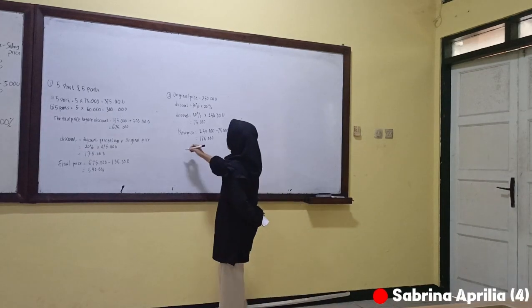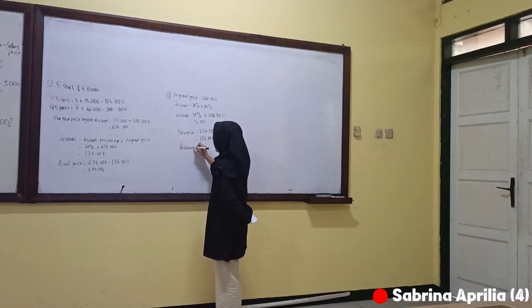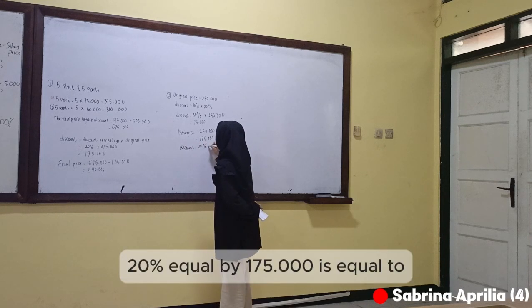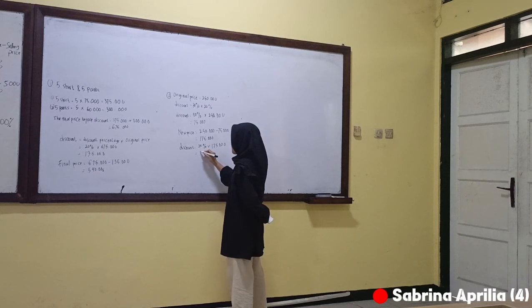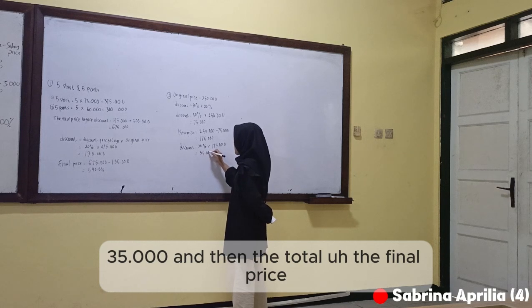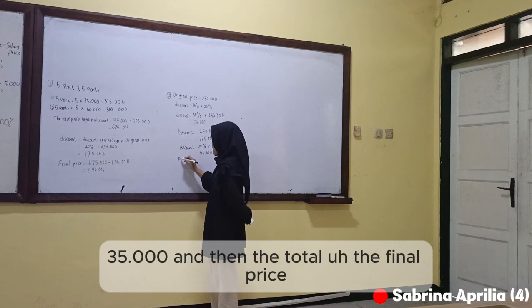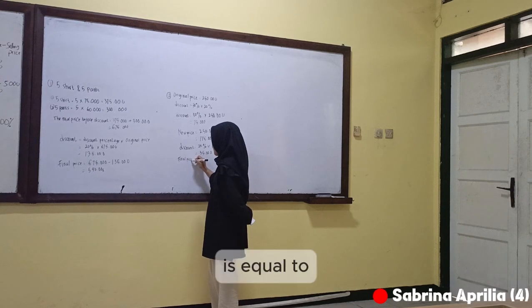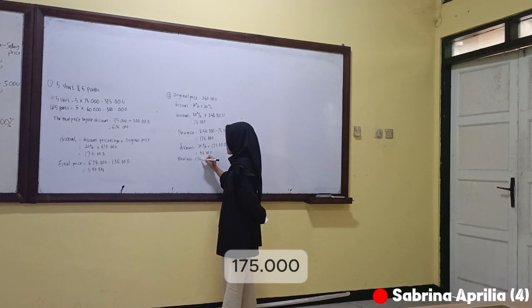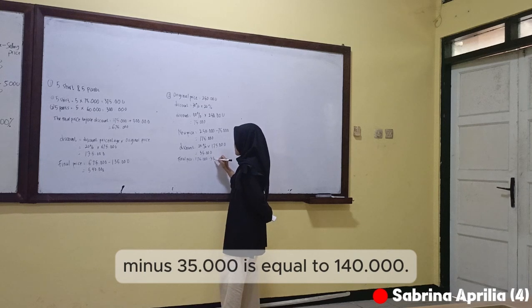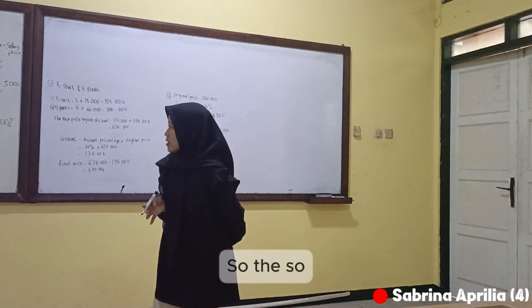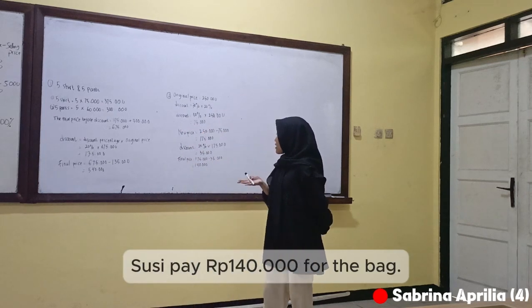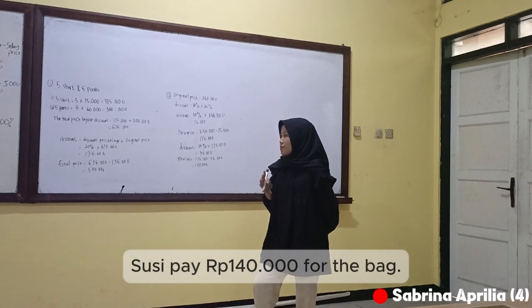And then we must calculate the 20% of 175,000 rupiah. 20% multiplied by 175,000 rupiah is equal to 35,000 rupiah. And then the final price is equal to 175,000 rupiah minus 35,000 rupiah is equal to 140,000 rupiah. So Susi paid 140,000 rupiah for the bag.